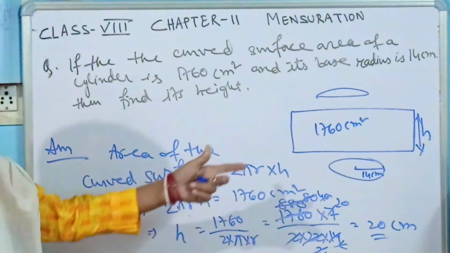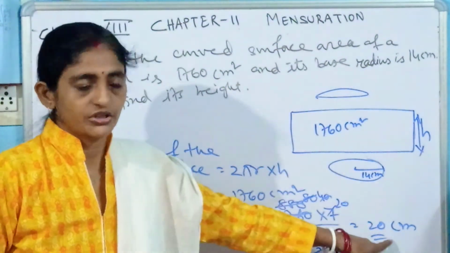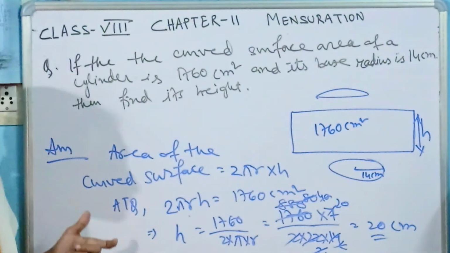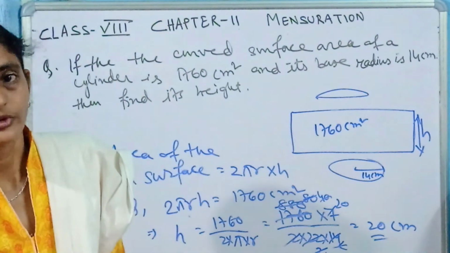So what will be the height of this cylinder? Here the height h will be 20 centimeter. So in this way you can solve all the questions from this exercise, I hope. So let's try for the best.